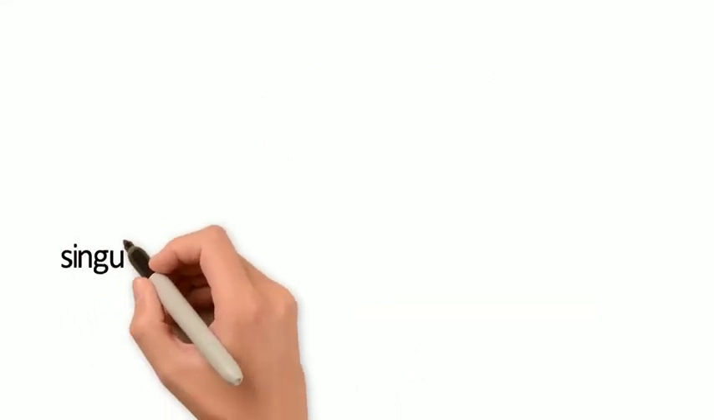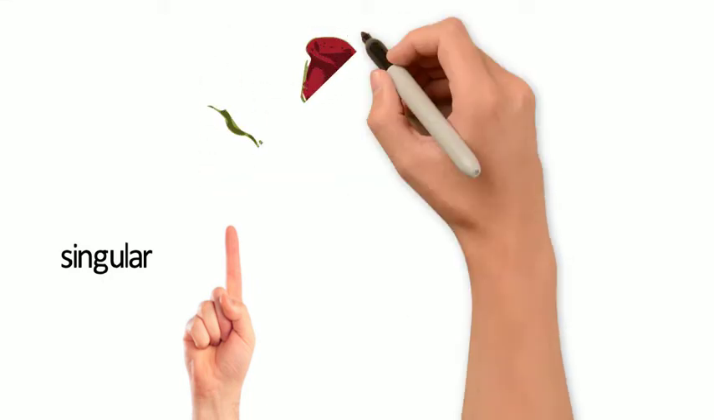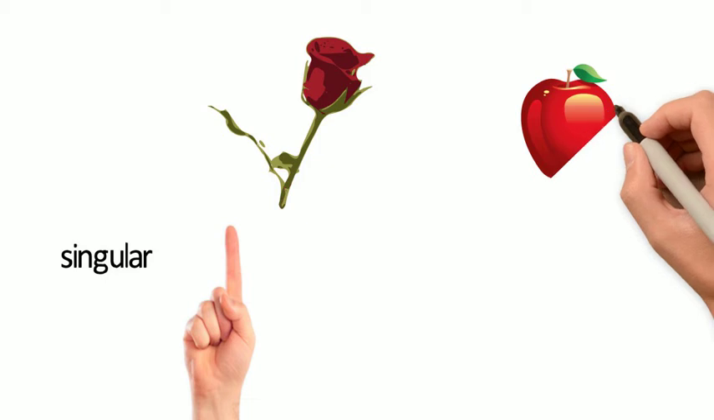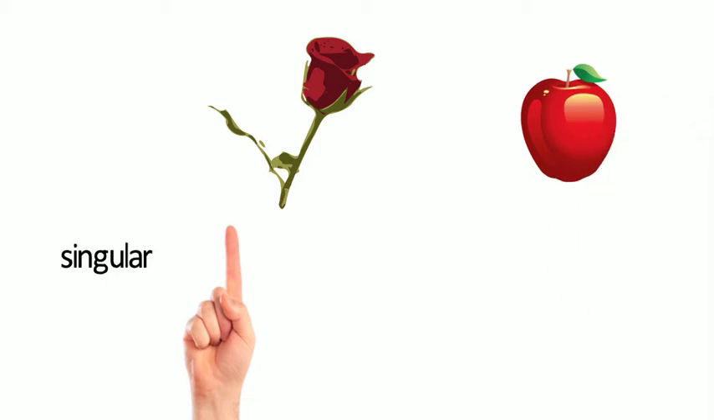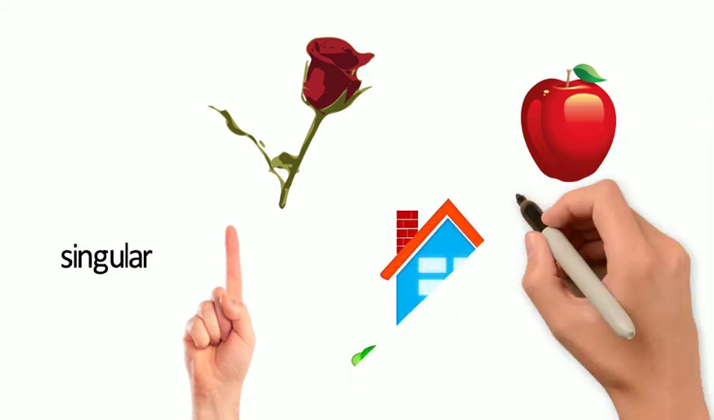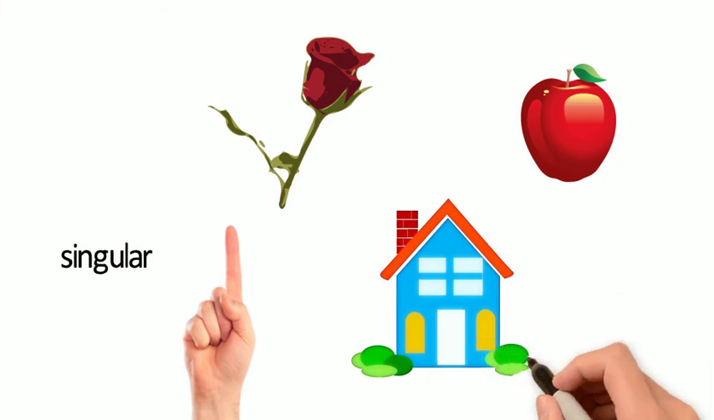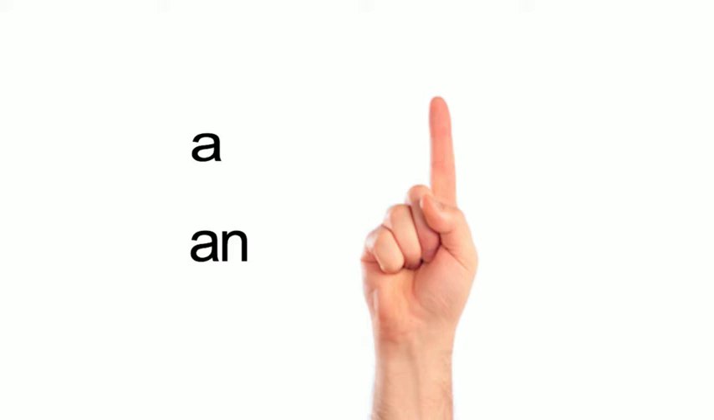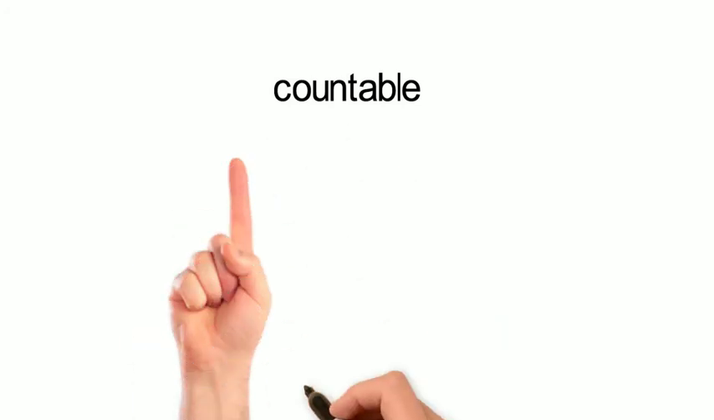They can be singular, such as a flower, one flower, an apple, one apple, a house, one house. We often use a or an in front of a singular noun to show that it is one. Countable nouns can be singular or plural.